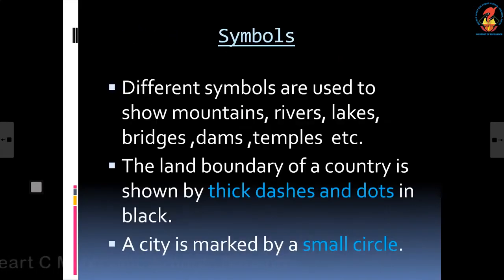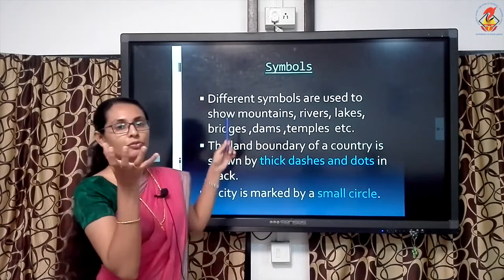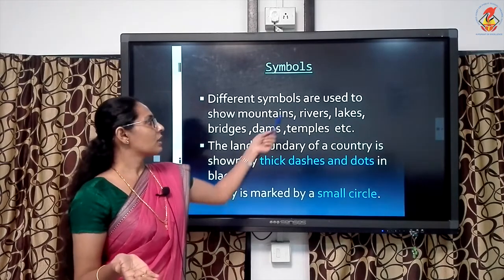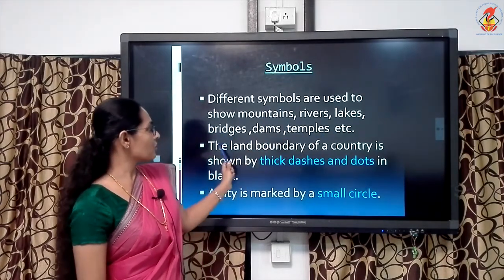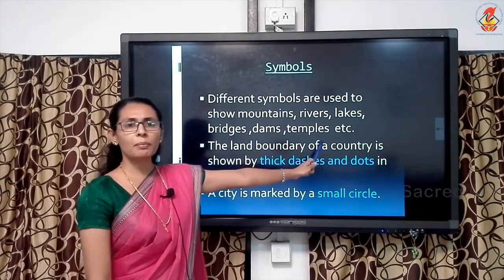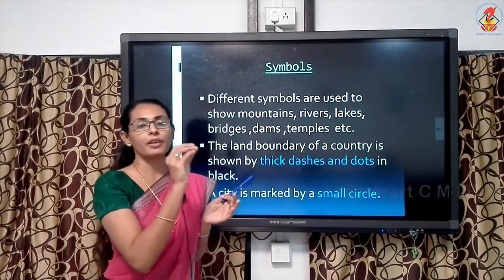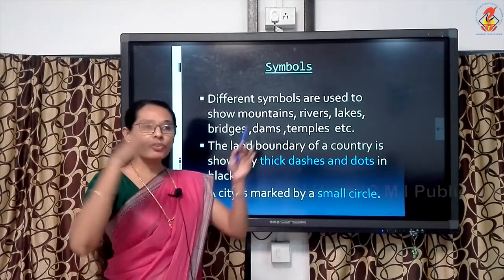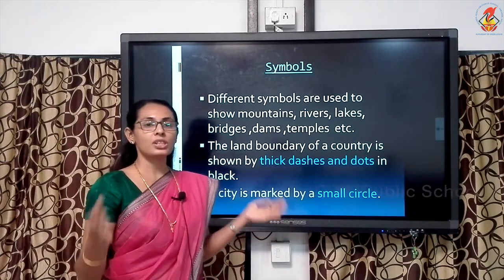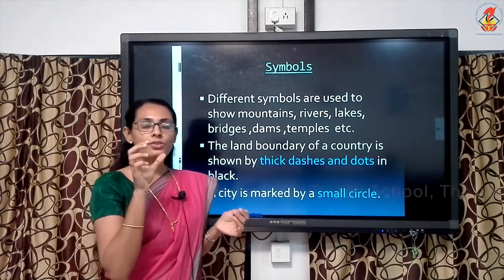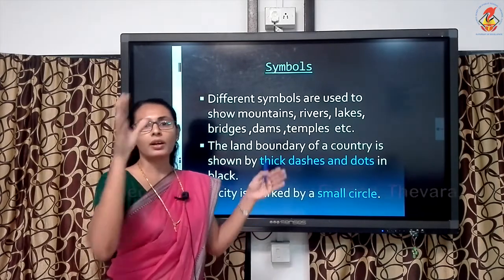Then the third feature is known as symbols. The third feature of a map is symbols. We use different symbols for showing mountains, rivers, lakes, bridges, dams, temples, etc. We use different types of symbols for identifying a particular place, because if a big temple, church or big school is there, it is not possible to show everything on a map.